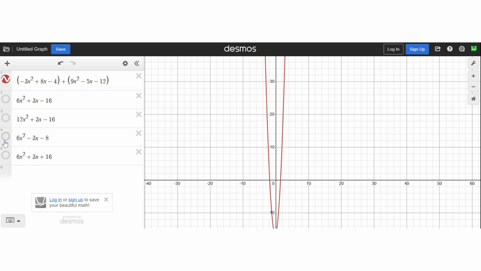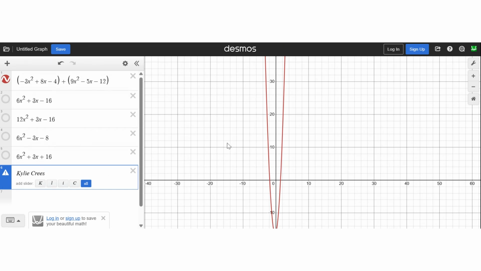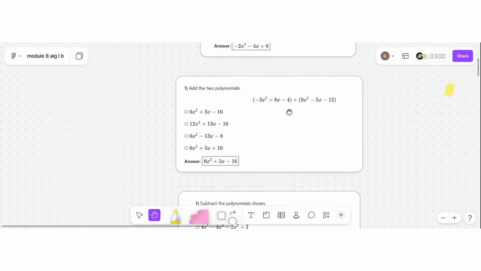That one also doesn't overlap exactly. Neither does this one, but this one, as we see, does. So that one is the correct answer. Again, type in your name, screenshot your work on the left and your graph, and upload that as your answer. So that's how you can solve one like that.